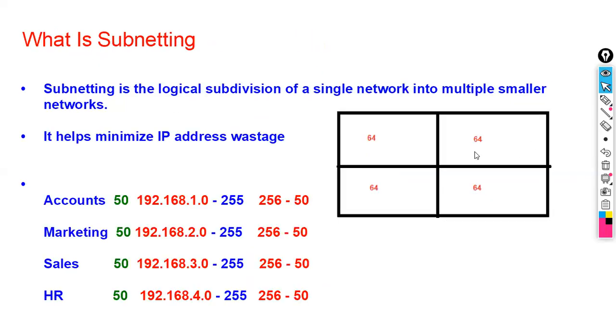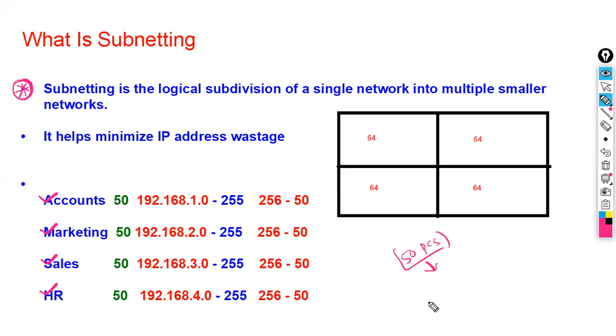Now let us see what is subnetting. Subnetting is a logical subdivision of a single network into multiple smaller networks. What does it mean by this sentence? We'll come back to this sentence again. Let us say in our organization, we are having four different departments: accounts, marketing, sales, and HR. And each department is having 50 computers each.